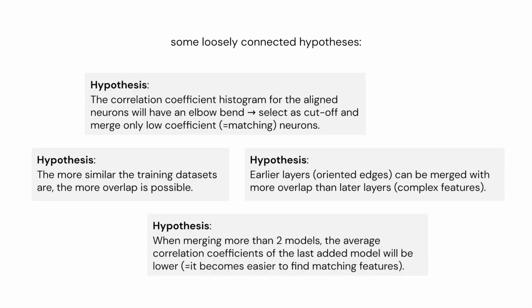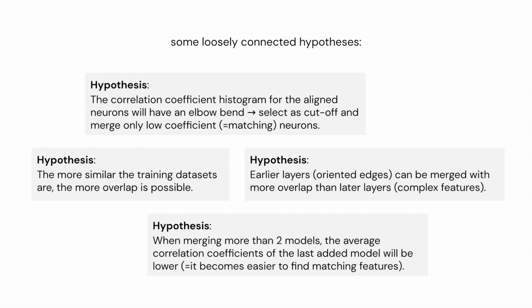I have some loosely connected hypotheses that I believe are true, and the goal is to find out if that is actually the case. For example, I think that features are either compatible or they are not compatible. When you think about how you select the number k for k-means clustering, you're typically looking for some kind of elbow bend, and then you select that as the number k. I think the cross correlations might display a similar characteristic in their shape, that there's some kind of obvious point at which you should make a cut and then either merge or not merge neurons.